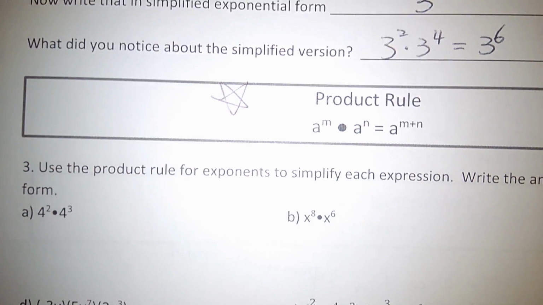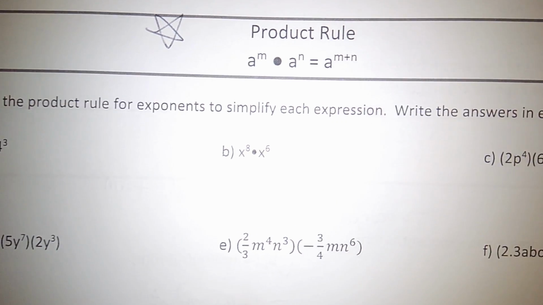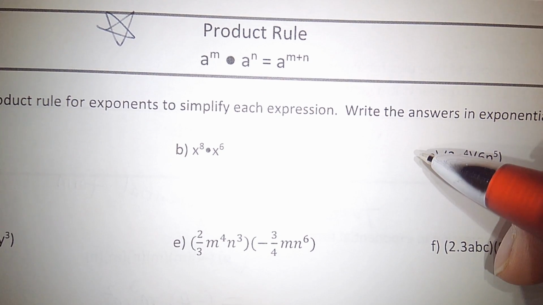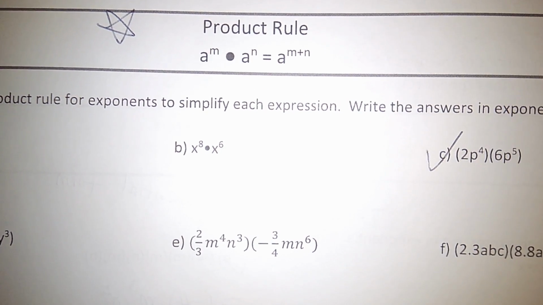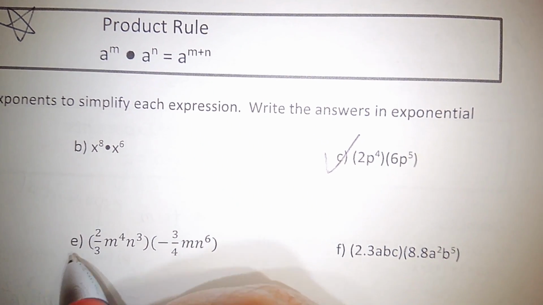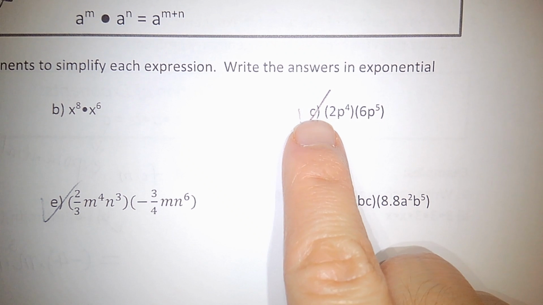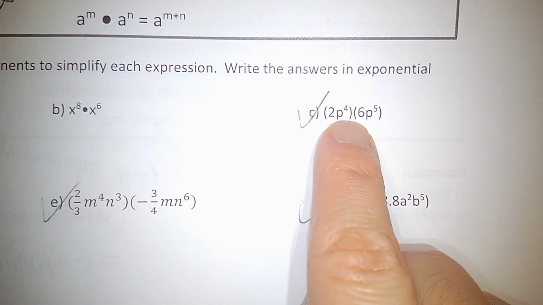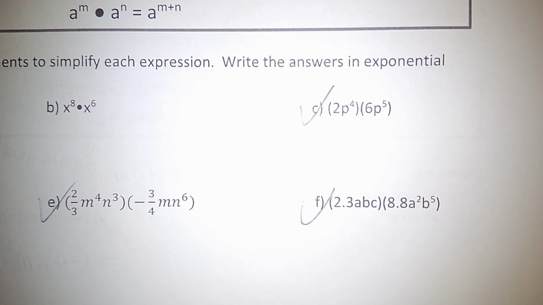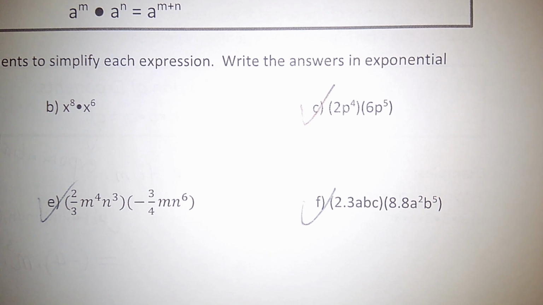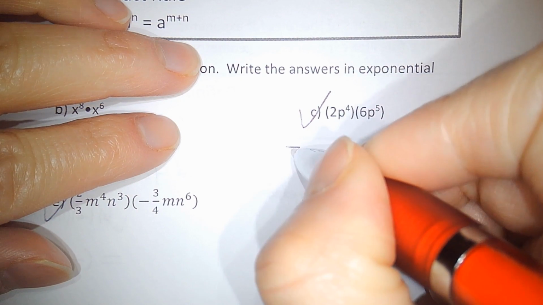Alright, so now let's practice. We'll have many practice questions. We start from question C. We can also do questions E and F. Let's look at question C: 2 times p to the 4th power times 6 times p to the 5th. What should we do, everyone?